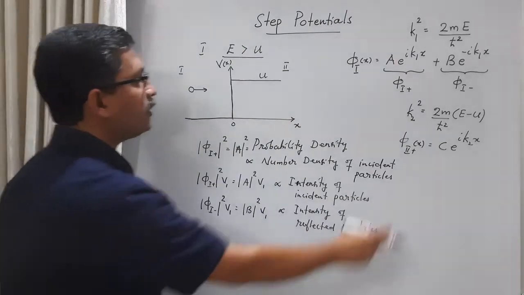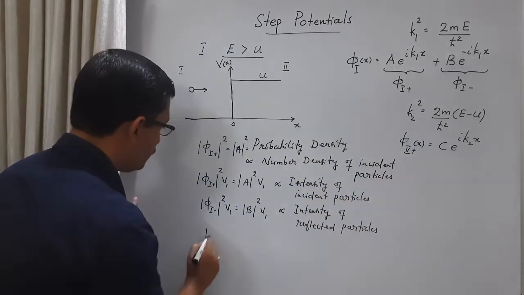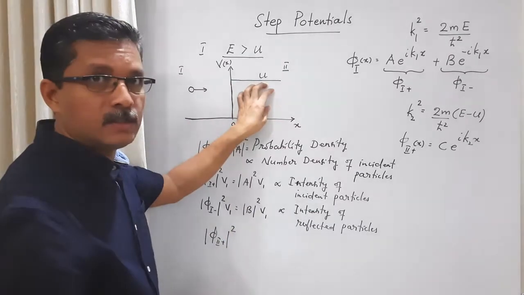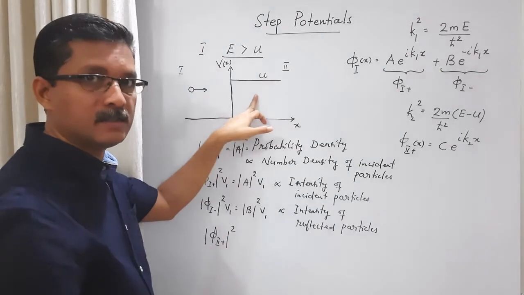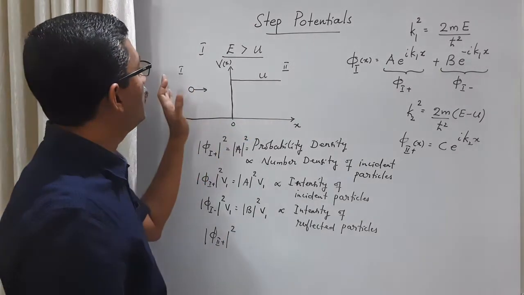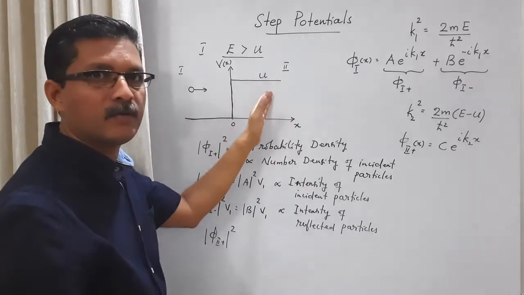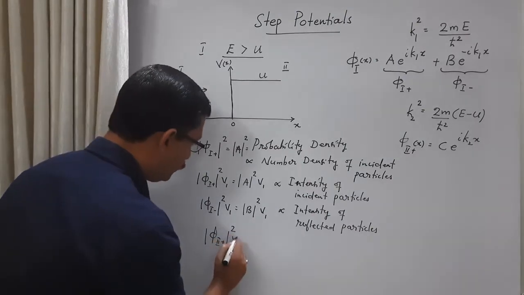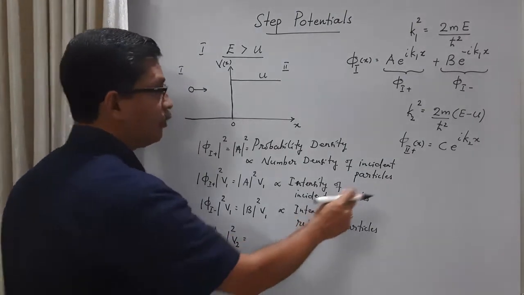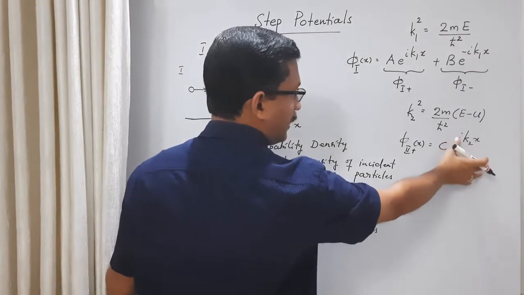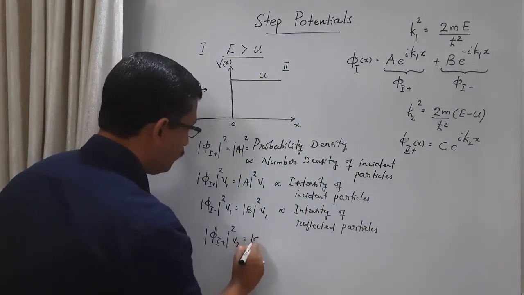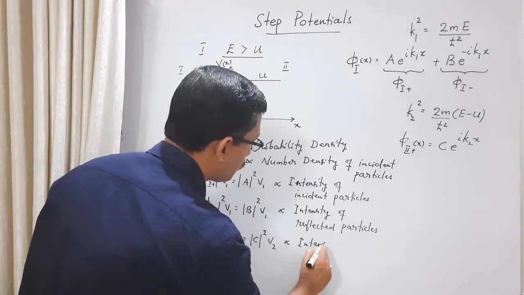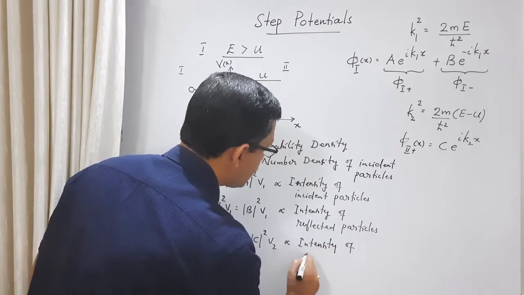Okay, now we can take this wave function, that is phi 2 plus square, that is a wave function in region 2. So multiply with the velocity of particles in region 2. So we can say, assume that velocity of particles in region 1 can be different from velocity of particles in region 2, because their kinetic energy can be different. So into v2 is equal to, what is mod phi 2 square? Again, exponential part will cancel when you take complex conjugate. So we get mod c square times v2. This is proportional to intensity of transmitted particles.